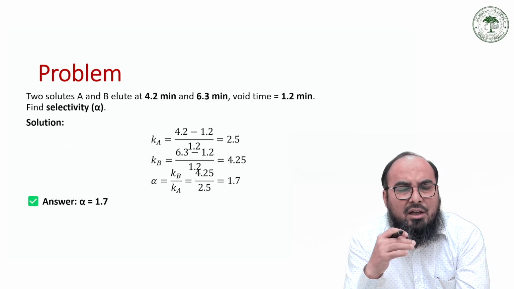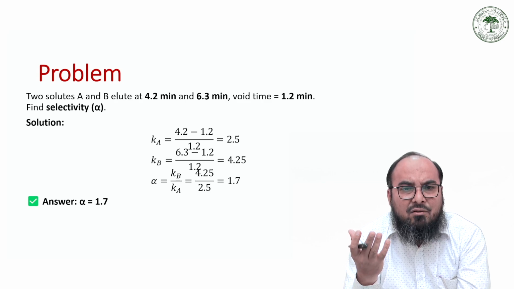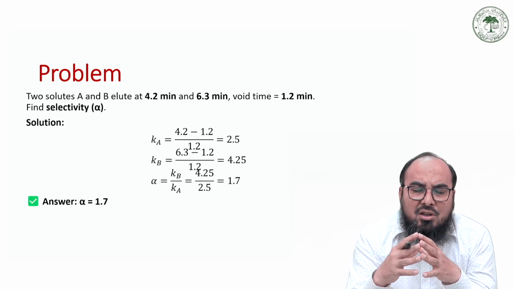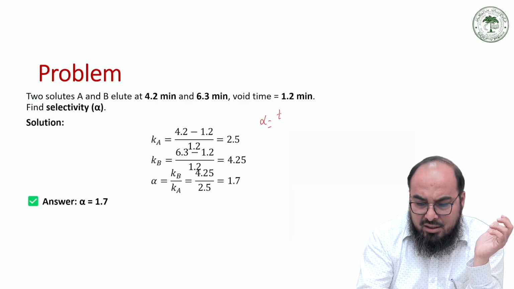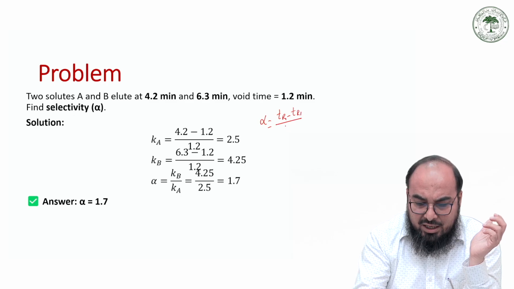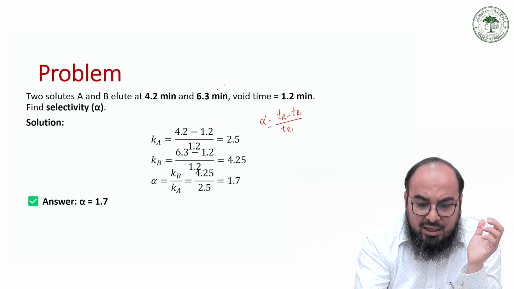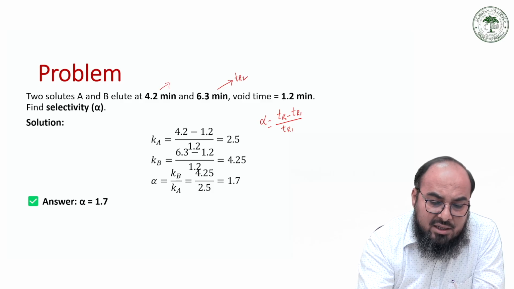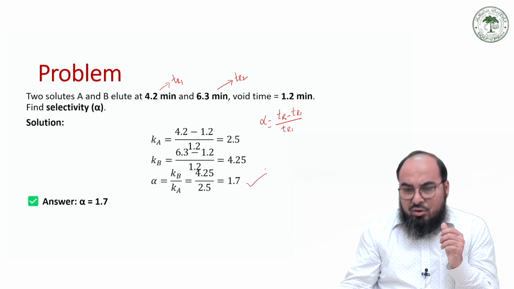Similarly, in another problem, two solutes are given which have retention times TR1 and TR2, 4.2 minutes and 6.3 minutes. You just put them in the formula to calculate the selectivity, that is, selectivity may be defined as TR2 minus TR1 upon TR1. Now the important thing is that you have to always bear in mind that the one which is eluting last is always TR2 and this is TR1. So you substitute the values and you get alpha 1.7. That is a very good value.